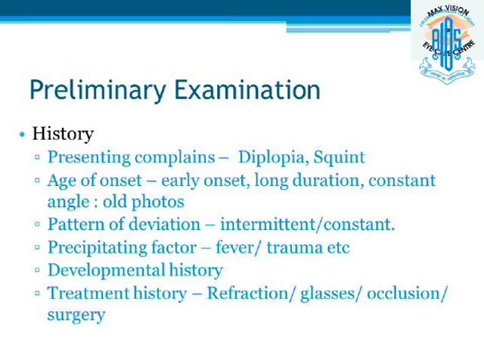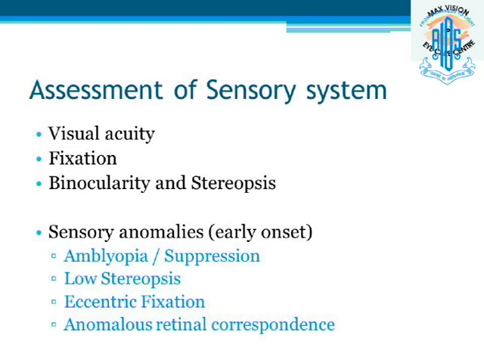Age of onset is important because early onset, long duration and constant angle point towards a surgical intervention. At times we may have to look at the older photographs to find out the cause and length of the problem the patient has. Pattern of deviation, whether intermittent or constant or changing with time, diurnal variation, precipitating factors like fever, trauma, developmental history, and treatment history in terms of refraction, glasses, occlusion, or surgery.